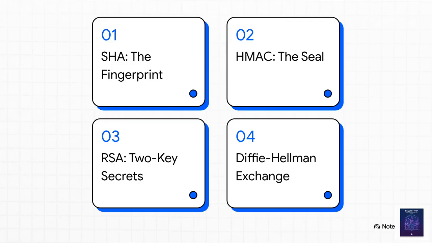So in this explainer, we're going to build our digital trust toolkit together. We're going to add 4 essential components. We'll start with the digital fingerprint, which is called SHA. Then we'll move on to the digital wax seal of HMAC. After that, we'll unlock the magic of public and private keys with something called RSA. And finally, we'll see how it's possible to create a secret right out in the open using Diffie-Hellman.